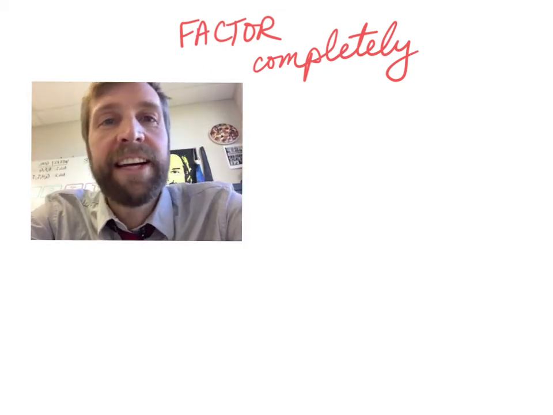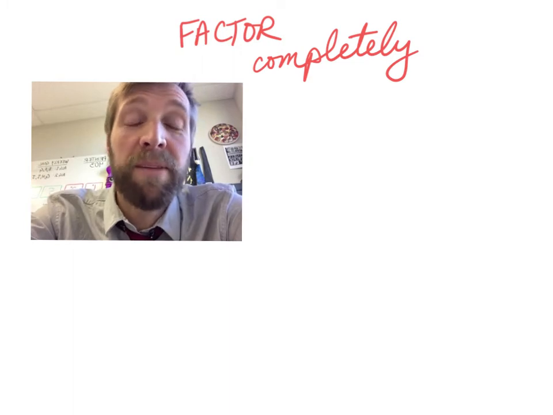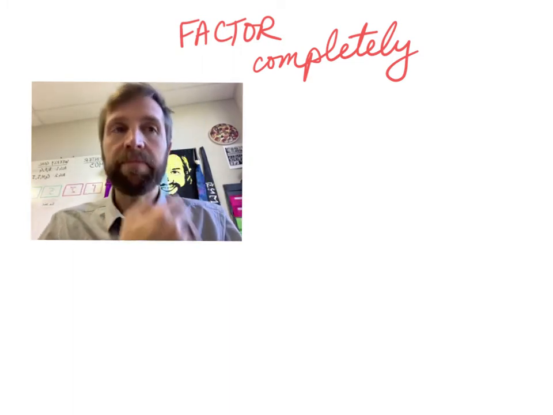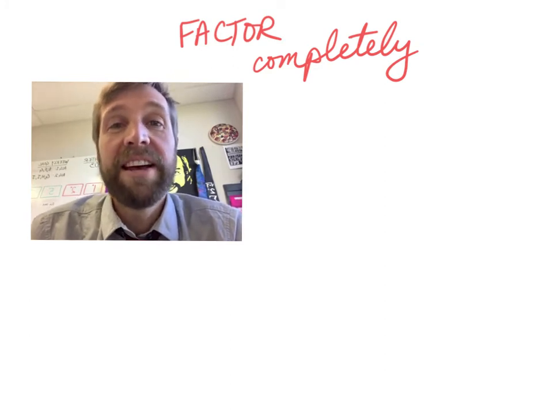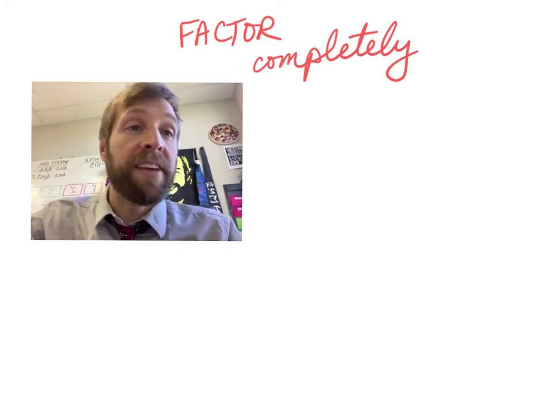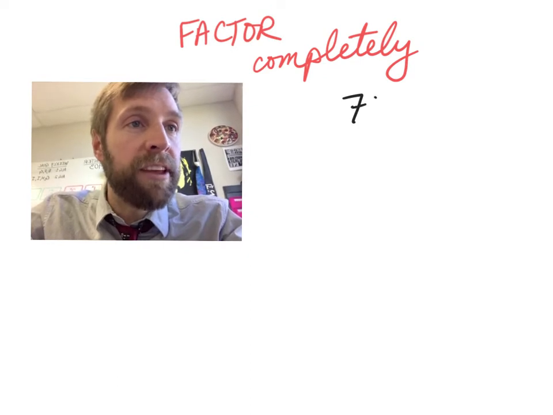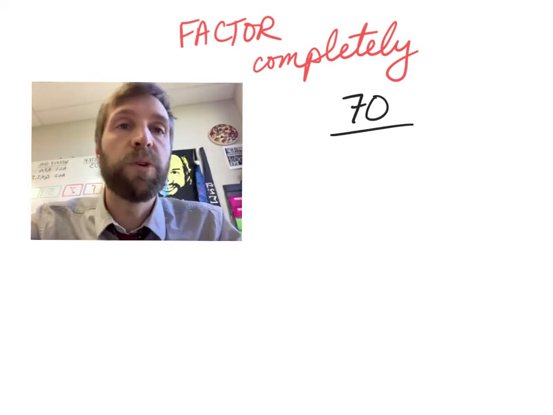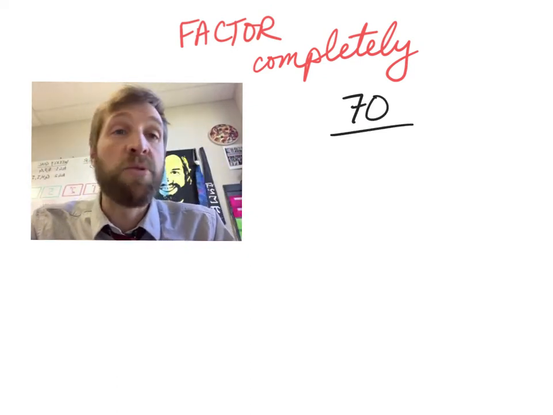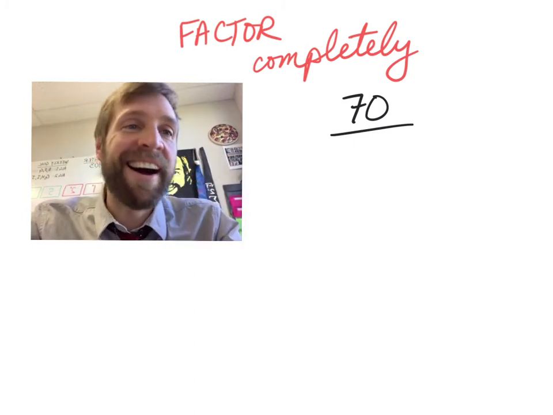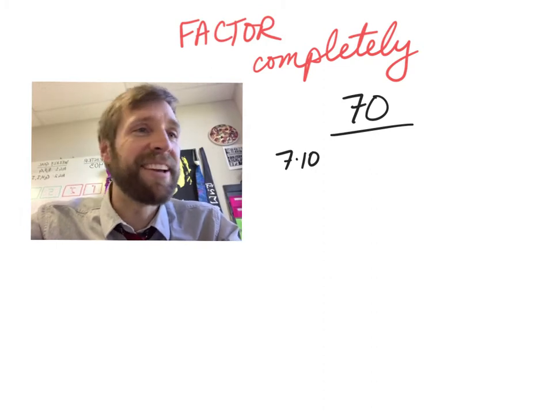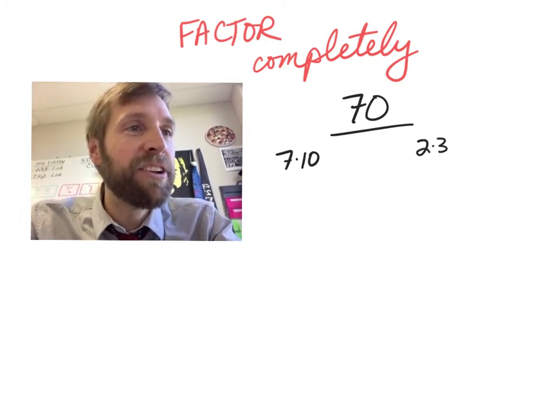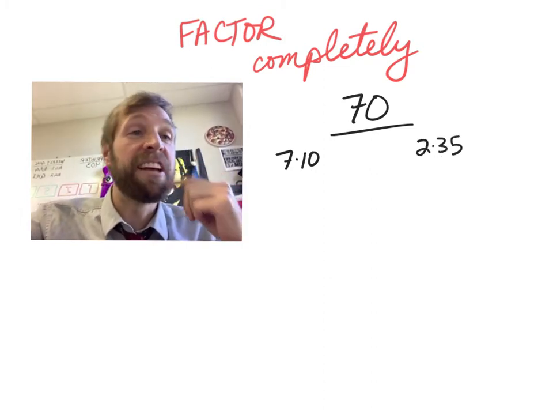We've been factoring a bunch of problems in class. We've been working hard. Now we're going to see this instruction on some problems that says factor completely. And what does that mean? Well, I just want to start off with, if I asked you to factor 70, what would you do? You might have a number that's in your head already. You're like, I know. 7 times 10. Someone else is like, no. 2 times 35. And you're both correct.